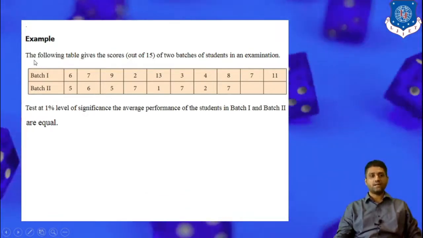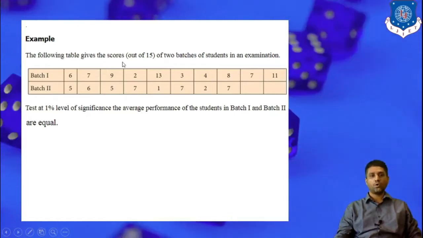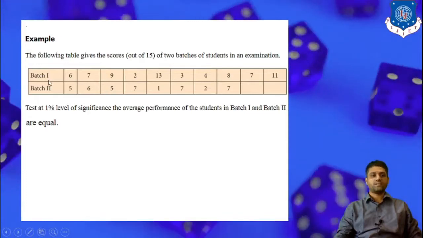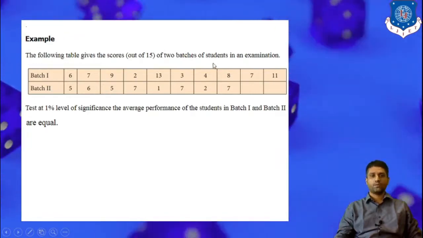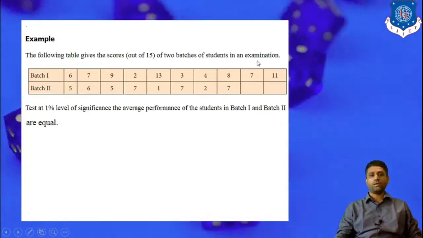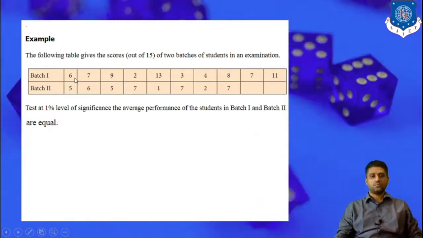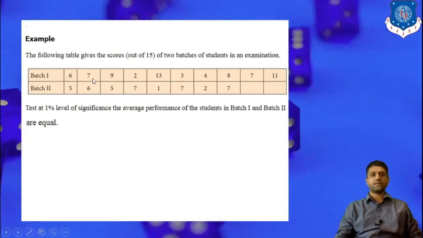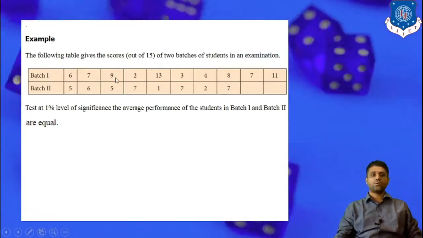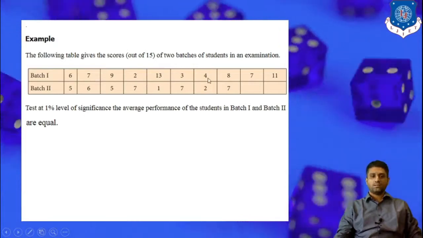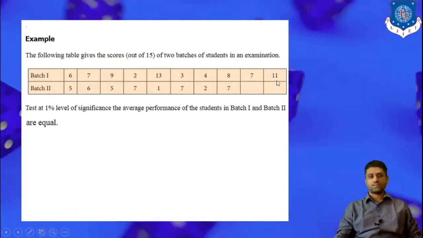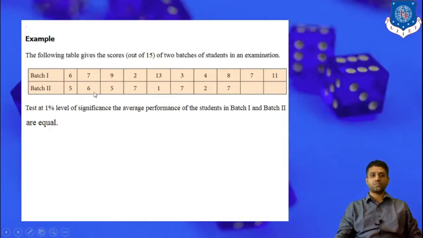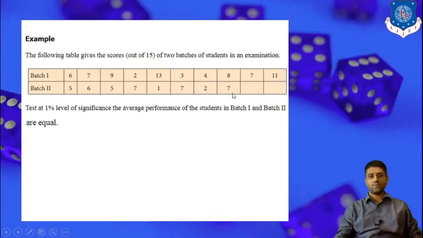The question says that the following table gives the scores, out of 15, of two batches, batch 1 and batch 2, of students in a particular examination. In batch 1, the first student got 6 marks, the second student got 7 marks, the third student got 9 marks, and so on. The last student got 11 marks. Similarly, in batch 2, the first student got 5 marks, the second student got 6 marks, and the last student got 7 marks.